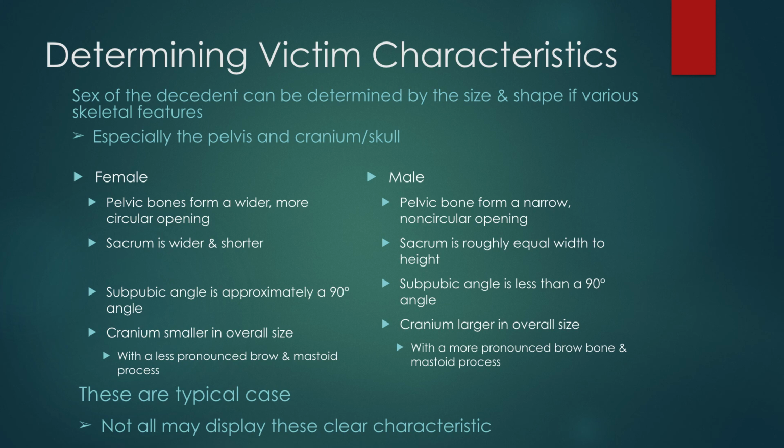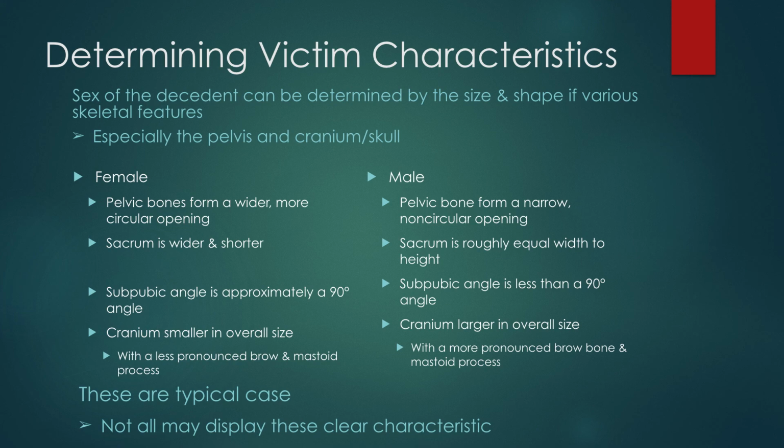With the subpubic angle, it's approximately 90 degrees in a female. In a male, it's going to be less than 90 degrees. The subpubic angle is the angle formed at the bottom of the pelvis, where the two bones come together. The cranium in a female is overall smaller, and there's less protruding brow and a less pronounced mastoid process. The mastoid process is the lower portion of the temporal bone right behind the ear.